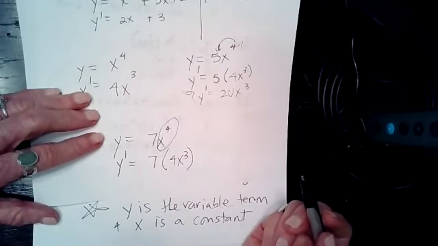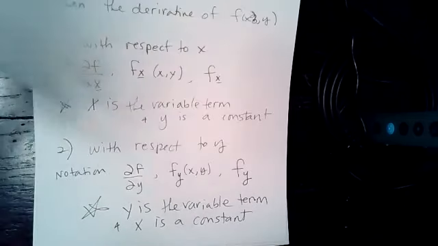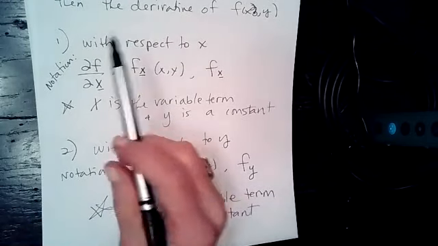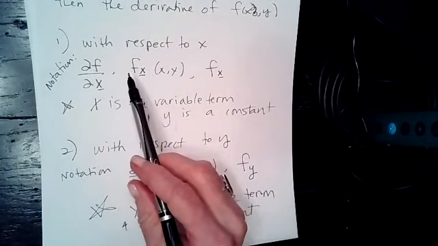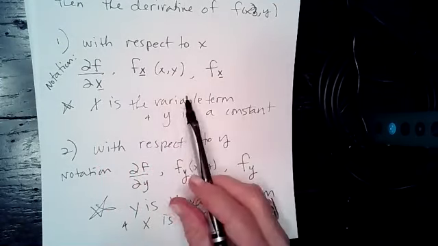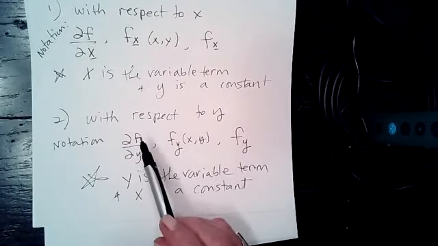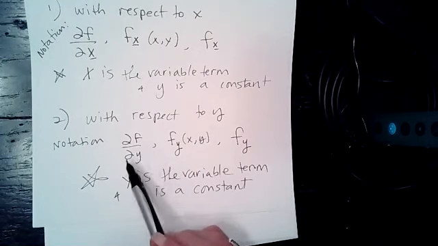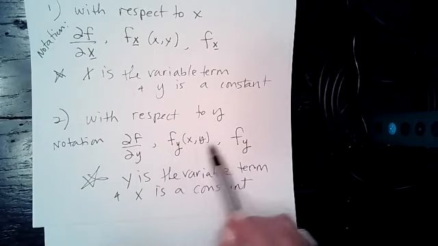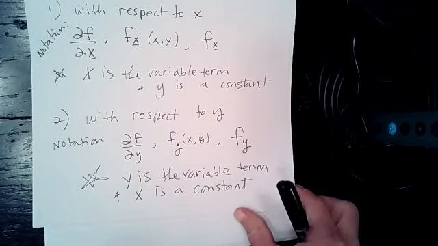We've been doing that with antiderivatives: bring along the constant, and then integrate the variable term. So I think you're ready. We've got the notation: the derivative of f of xy with respect to x. X is variable, y is constant. The derivative with respect to y, the derivative of f of xy with respect to y: y is the variable term and x is constant. So y'all got this. Last section.